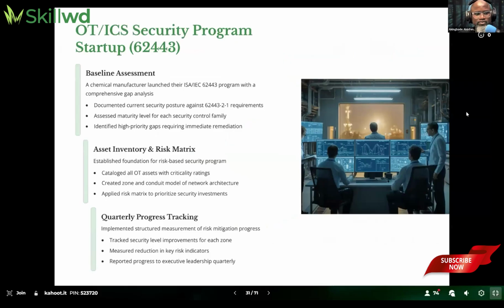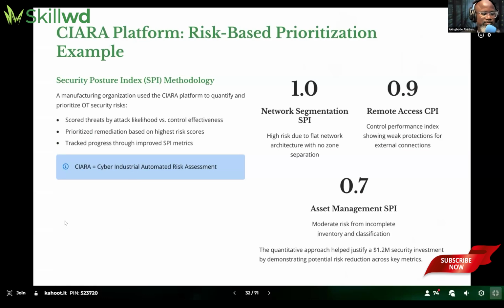In general, some of the key things we have to think about in this OT program: baseline assessment, which we're going to do today, asset inventory and risk matrix, that's a big one. Quarterly progress tracking, these are things that are done to track progress in an OT shop. You might hear the word CIARA. CIARA means cyber industrial automated risk assessment. So there's always a risk assessment performed in the world of OT also, just like your regular IT, it's very similar in nature.